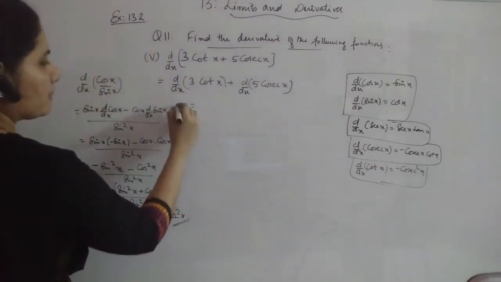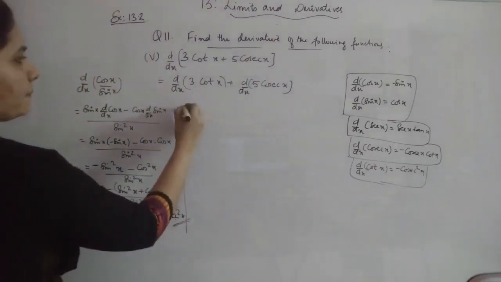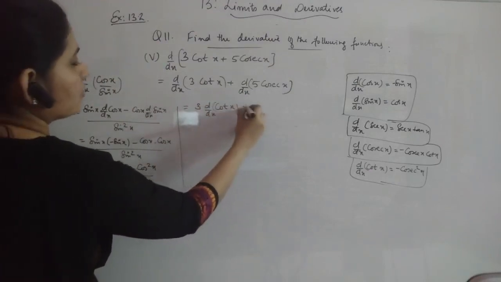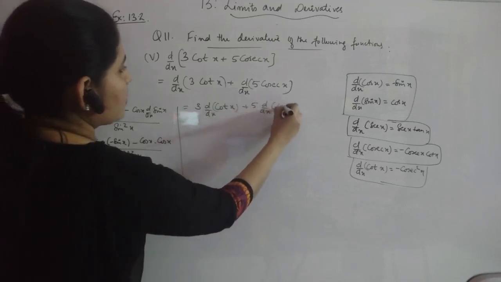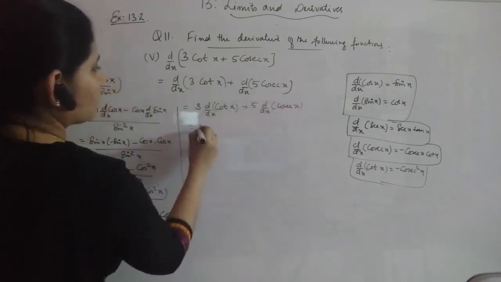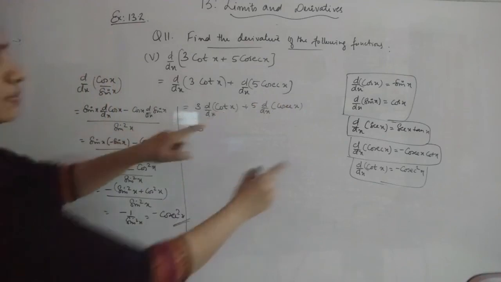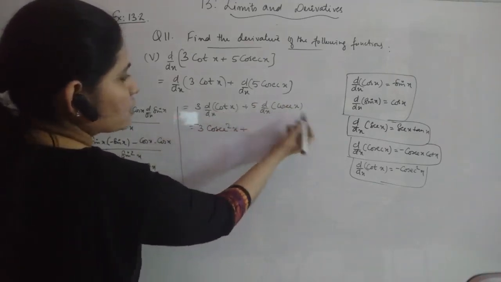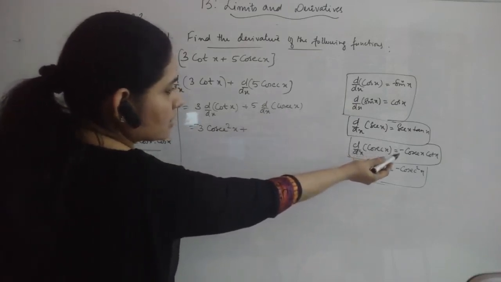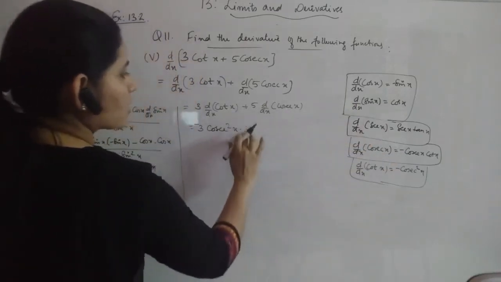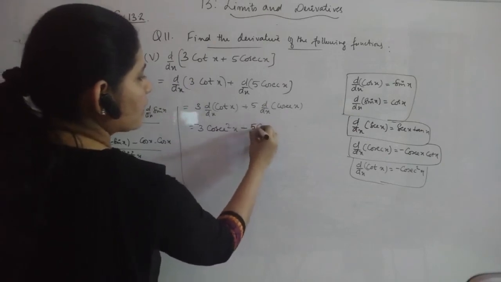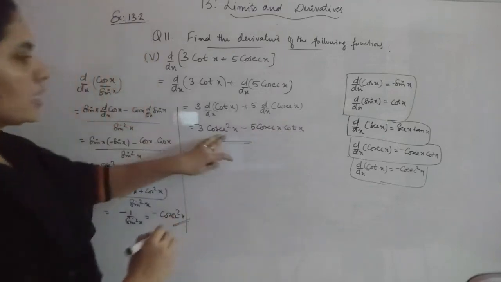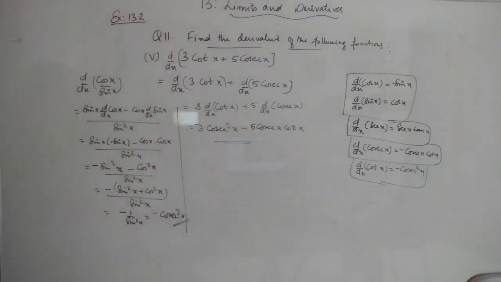So here what will happen? 3 into d by dx of cot x plus 5 into d by dx of cosec x. What is the derivative of cot x? Minus cosec square x, plus 5 into cosec x. Derivative of cosec x is minus cosec x cot x. So you will have a negative sign here, 5 cosec x cot x. If you want, you can take out cosec x in common also. So this is the answer.